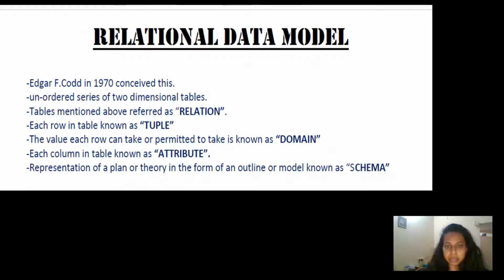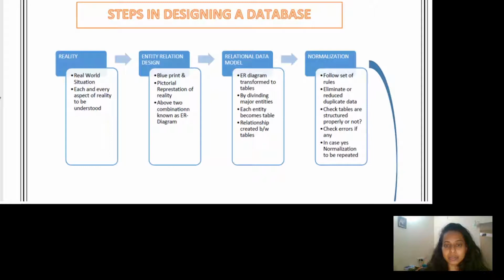The relational database model is basically the third step of designing a database. First step is your reality, second one is your ER designing, third one is your relational data model. So we are going to discuss about this particular step.